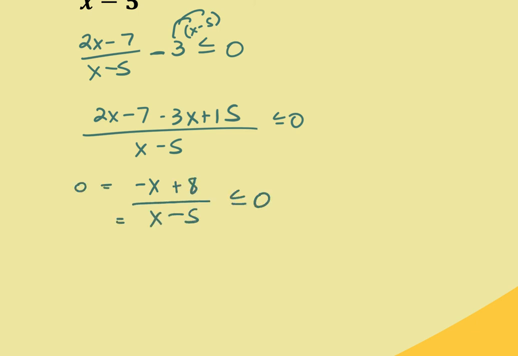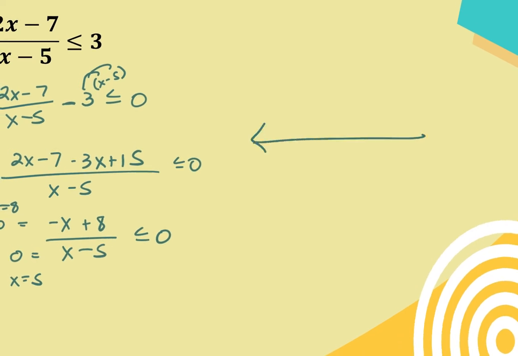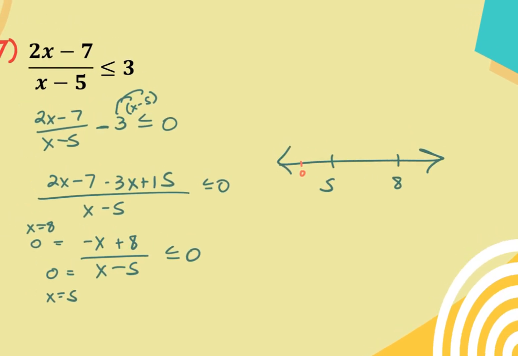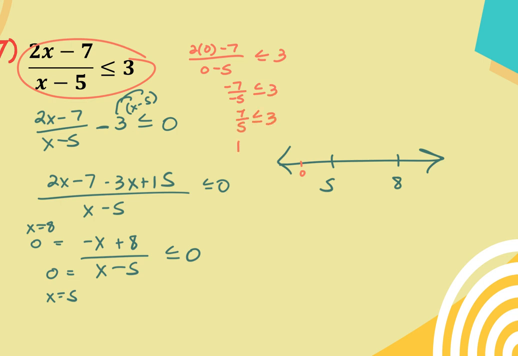Split and solve them. I'd get x equals 8, and I'd get x equals 5. Go to my number line. 0, if you want to use it, would be to the left now. Plug it in at either place. So up here, I would get 2 times 0 minus 7 over 0 minus 5 is less than or equal to 3. Negative 7 over negative 5 less than or equal to 3. 7/5, which would be 1 2/5, is less than or equal to 3.